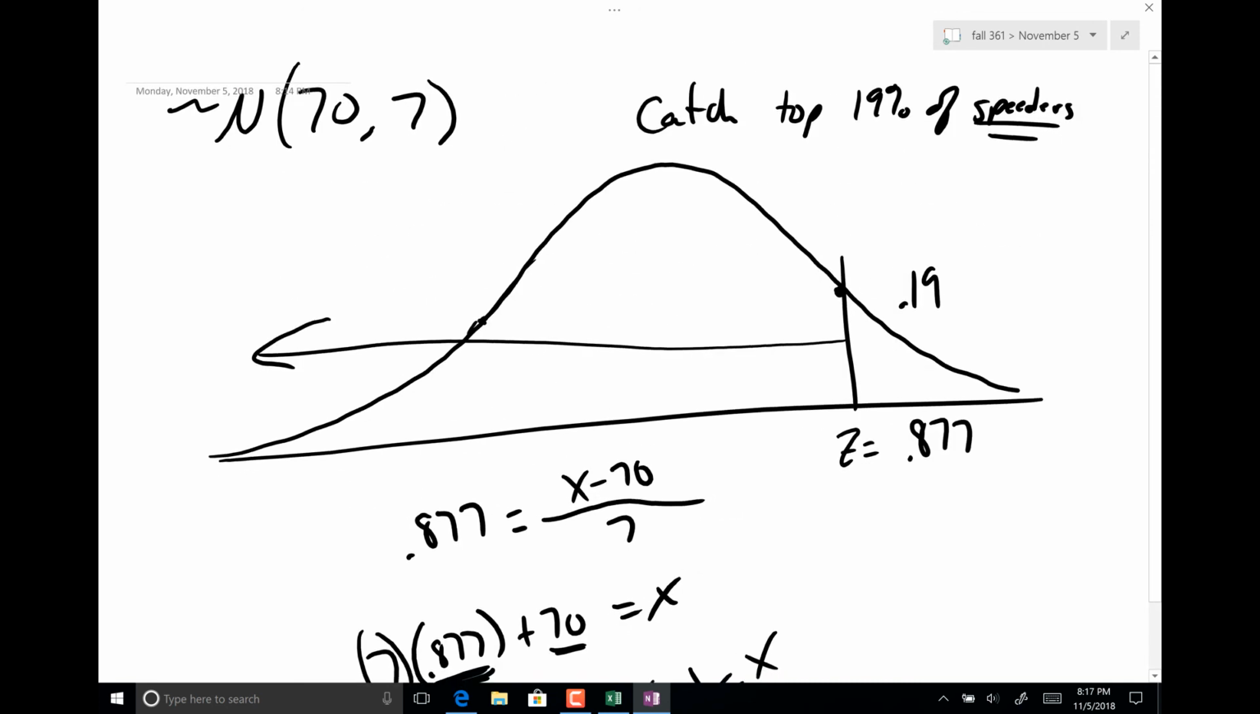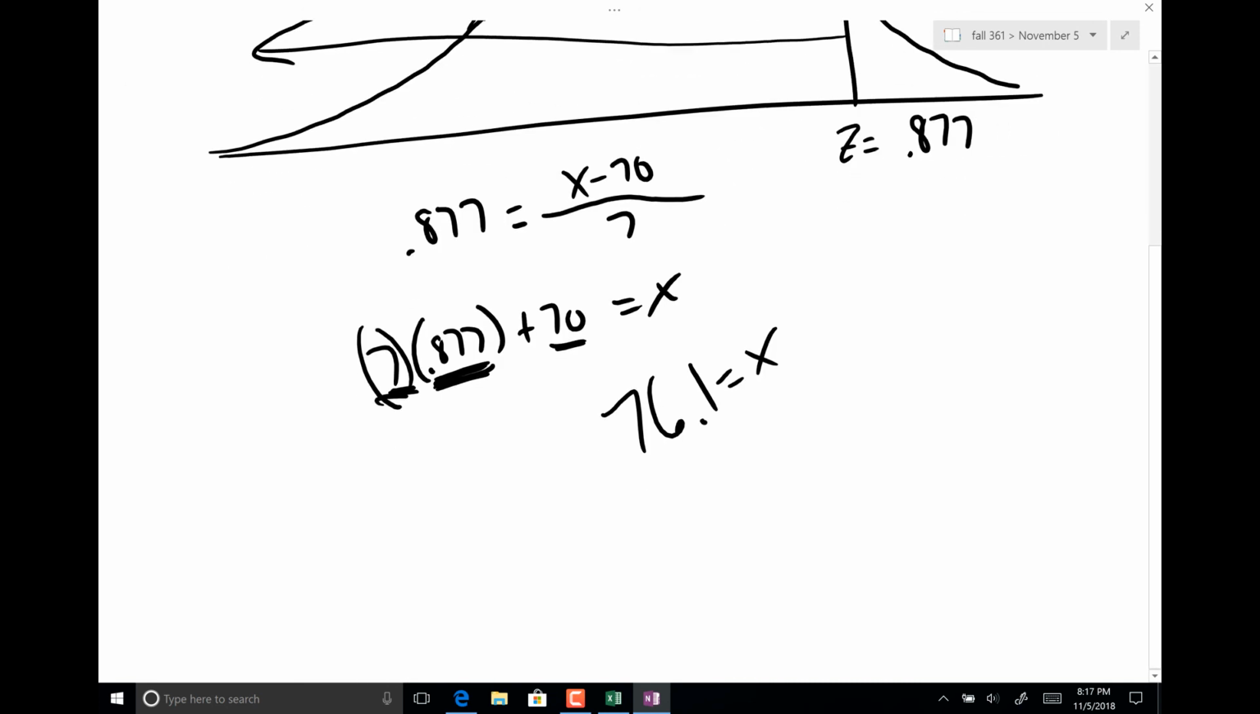So if you are going faster than 76.1, coming to get you. All right? You're doing 76, you're golden. You're golden. Because you're not in the top 19% of the speeders.